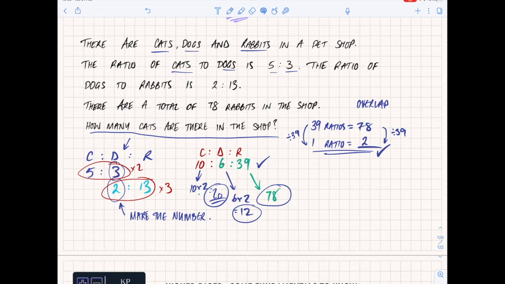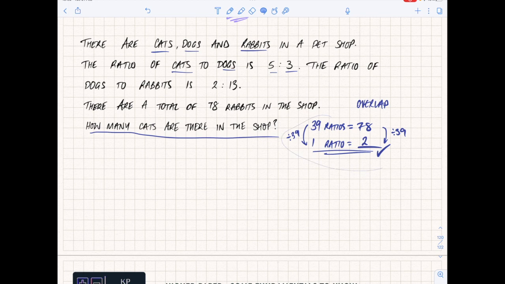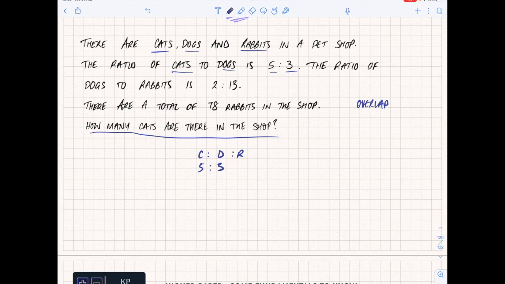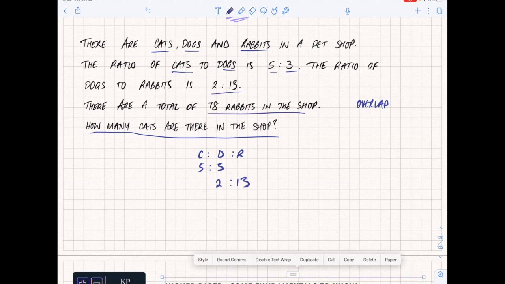The second way you could do it is a little bit different. So let's just get rid of that and get rid of that, and we'll start again. The second way you could do it is you could go and write down what you know. So we still got cats, dogs, rabbits. We know it's 5:3, and we know it's 2:13. So this and this is what I'm going to look at first of all.